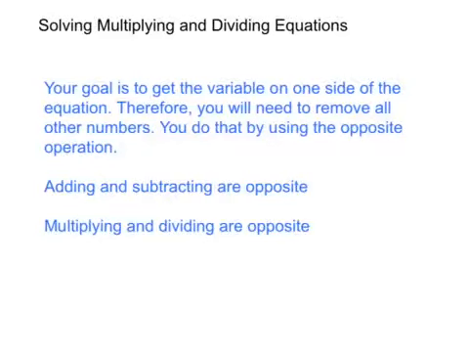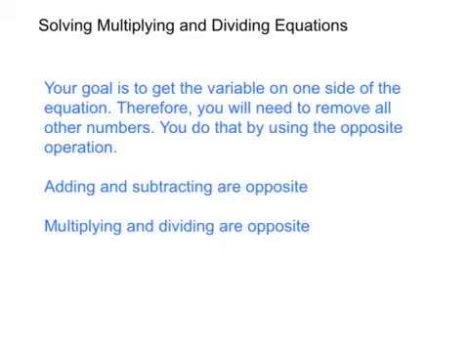Hi, today we're going to be looking at solving multiplying and dividing equations. The process is going to be very similar to what we did yesterday because the goal is the exact same as yesterday. Your goal today is to get your variable on one side of the equation. Therefore, we're going to be trying to get rid of all the other numbers and other operations that are with that variable. And you do that by using the opposite operation.